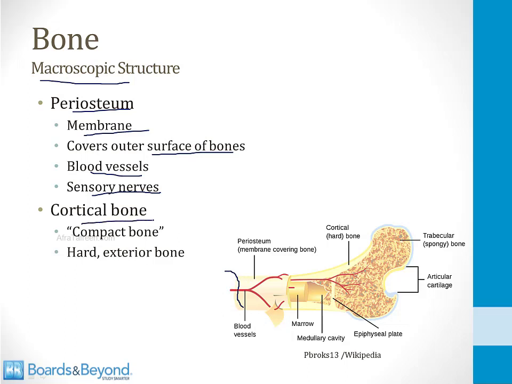Cortical bone is the outer surface of the bone. It's also called compact bone. Anytime you hear the word cortex or cortical, you should just think of shell. Basically, the outer shell of anything is the cortex. For example, the cortex of the kidney is the outside of the kidney, and in the same manner, the cortex of the bone is this hard outer layer of bone that surrounds the entire bone. It's the hard exterior bone.